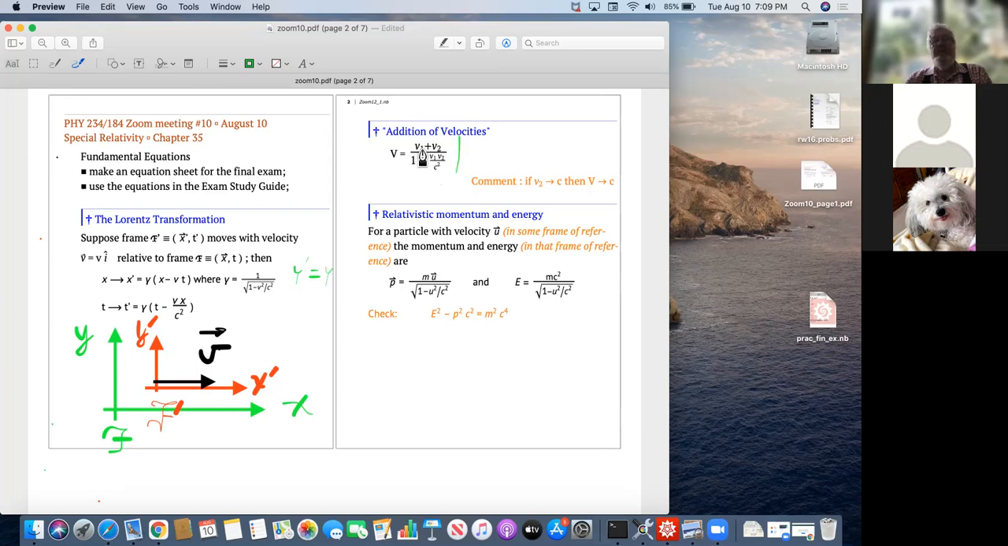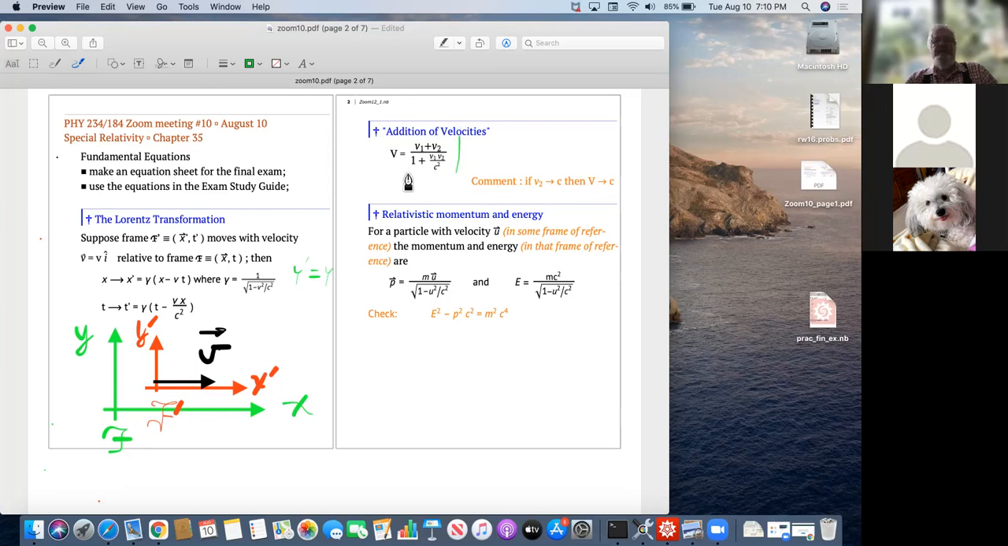The numerator over the denominator, that's V, approaches C. So an object moving with velocity C in frame F prime also moves with velocity C in frame F. And of course, the only object that can move at the speed c is a pulse of light. So this is again an indication that light travels at the same speed in all inertial frames.